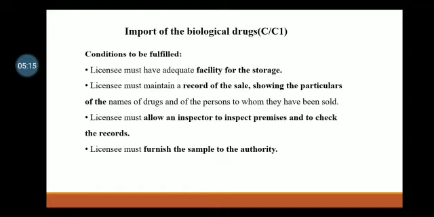First, the licensee must have adequate facility for the storage. Adequate facility means proper conditions like refrigerator or ventilation facilities, etc. Then the licensee must maintain a record of the sale showing the particulars of the names of the drugs and of the persons to whom they have been sold. Then the licensee must allow an inspector to inspect premises and to check the records. Then the licensee must furnish the sample to the authority.